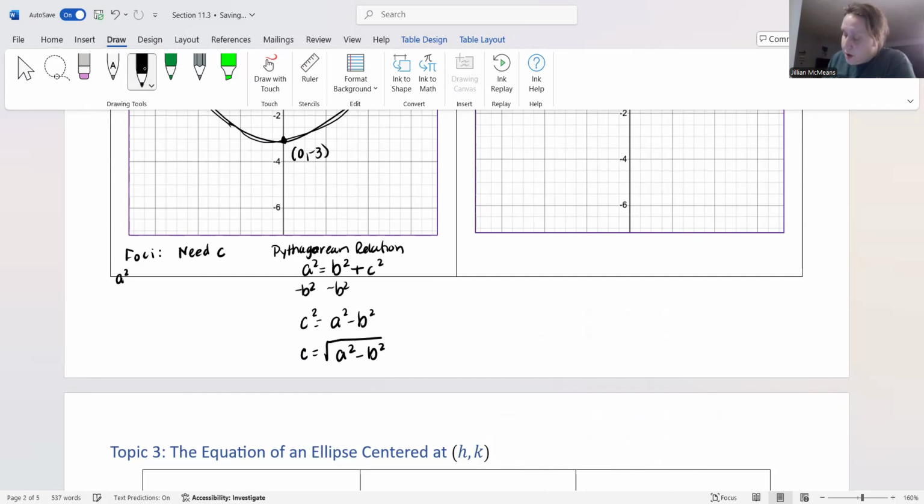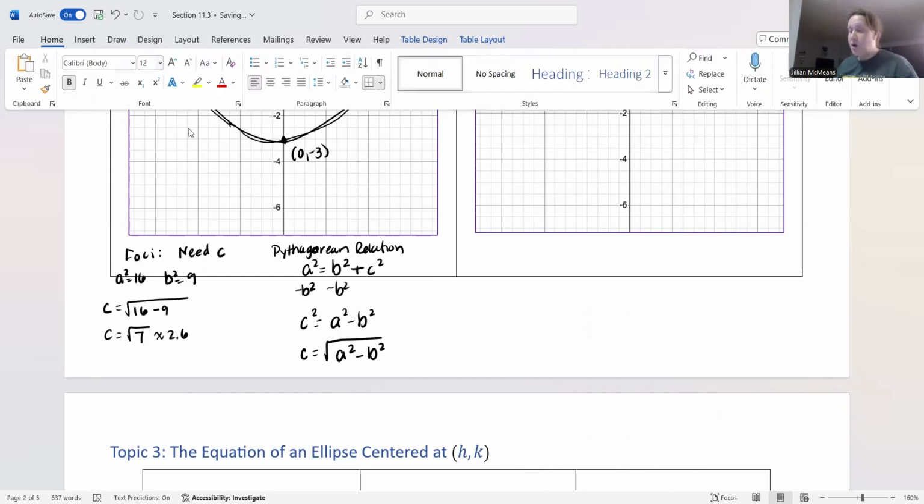So we can say, okay, we know a squared is 16. We know b squared is 9. So it's going to be really easy to figure out what c is. We take the square root of a squared, which is 16, minus b squared, which is 9. So we get that c is the square root of 7. And I don't remember off the top of my head what the square root of 7 is. I don't suspect anybody does. So the square root of 7 is about 2.6. So we'll say approximately 2.6. Okay. So that is the value for c.